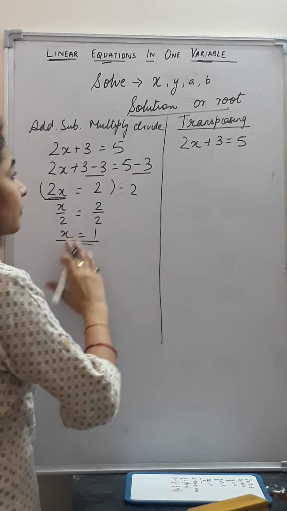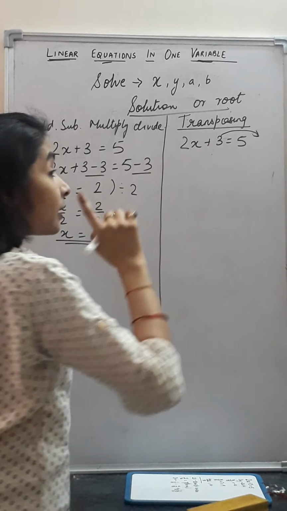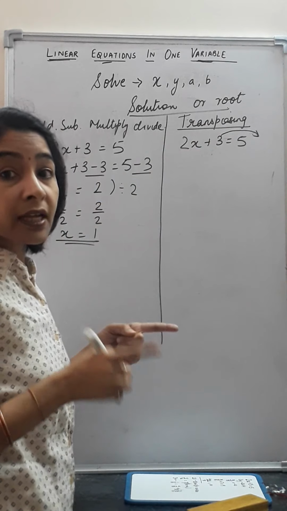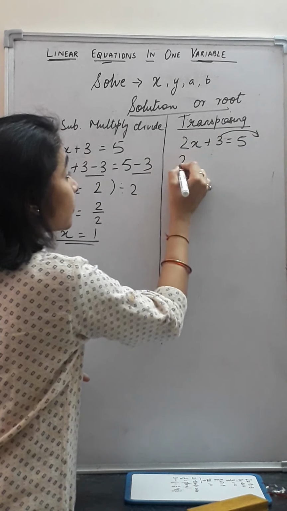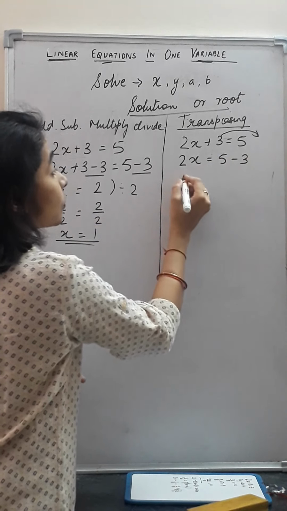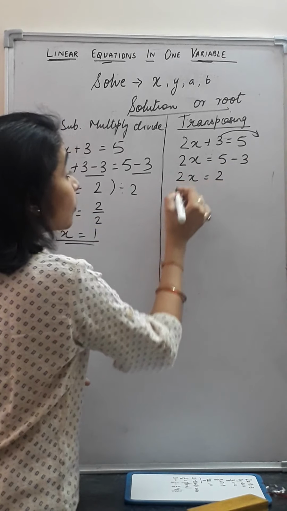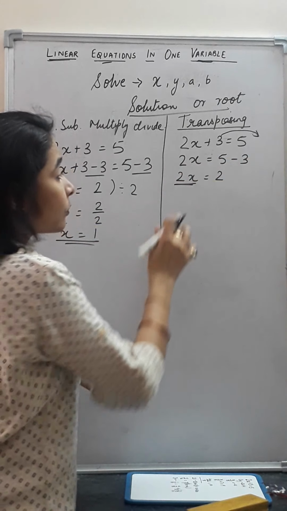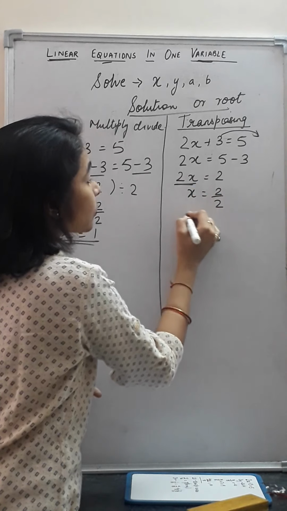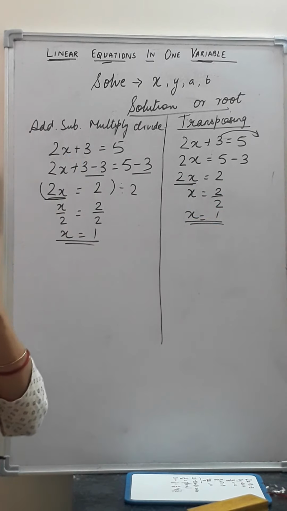Now the same thing if we do by the transposing method, we will take this 3 to the other side, and with taking it to the other side, its sign will change. That means it will change into negative. So 2x is equal to 5 minus 3, which is 2. Now again 2 is multiplied here to x, so it will be divided here. So x is equal to 2 upon 2. So x is equal to 1. That is the solution or root of the equation.